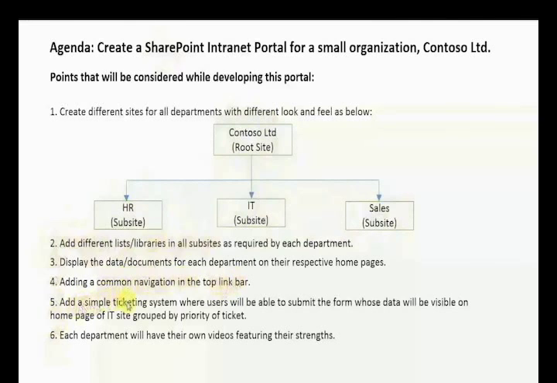For the IT department we have a requirement to develop a simple ticketing system where users will be able to submit a form whose data will be visible on the home page of the IT site, and these tickets will be grouped by priority. Let's say we have different priorities: high, medium and low. Based on that priority, tickets will be grouped. And we have one more requirement, where there will be a video featuring the strengths of each department. So let's first begin with creating our home site.